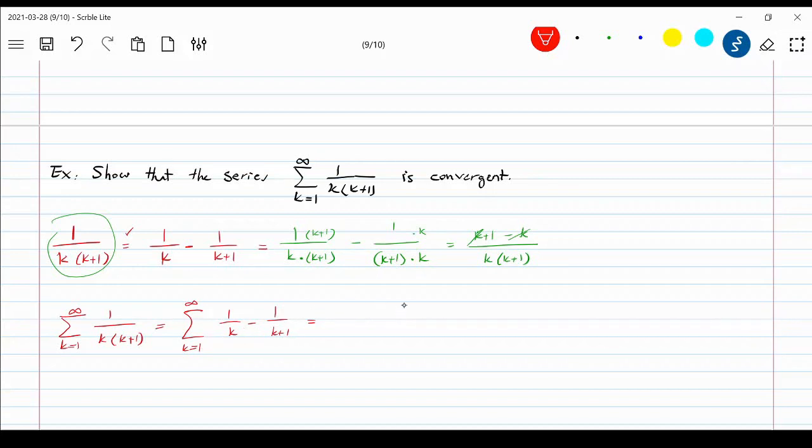Let's write out a couple of terms of the sequence so you can see it clearer. If I let k equal 1, what we have is the first term of this series, 1 over 1 minus 1 half, replacing k with 1. Plus, the second term would be, if you replace k with 2, 1 half minus 1 third. If you replace k with 3, you get 1 third minus 1 fourth. And now you see a pattern. What happens is this is exactly the opposite of that.